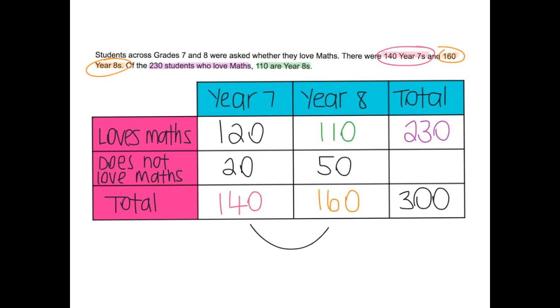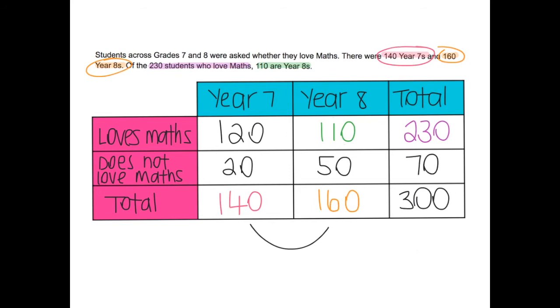I can work out the remaining missing number in one of 2 ways. I can either subtract the total number of people who love maths from the total number of students altogether, so that's in that total column at the end, or I can add up the total number of people who don't love maths from the 2 year levels. Either way, I should end up with 70. So I'll look across 20 plus 50 in the does not love maths row will give me 70. And if I use the total column, 330 minus the number that I know love maths gives me 70.